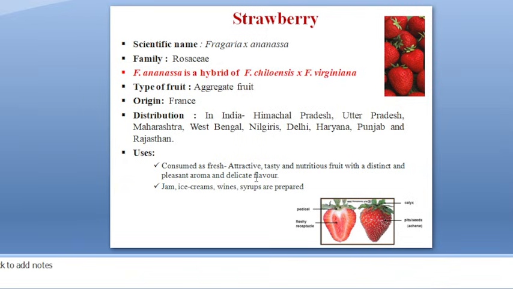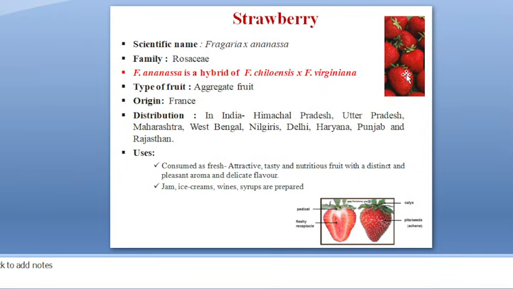Fragaria ananassa is a hybrid. It was obtained by the cross between Fragaria chiloensis and Fragaria virginiana. So here you can see the fruits. The plant has a very small stature, and it will produce a good amount of fruits. And the fruit type here is aggregate fruit.